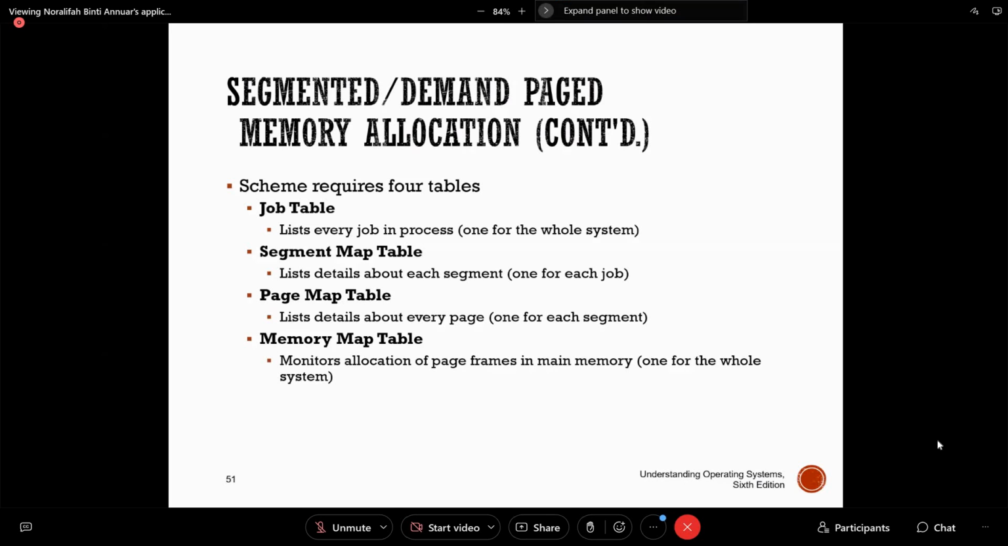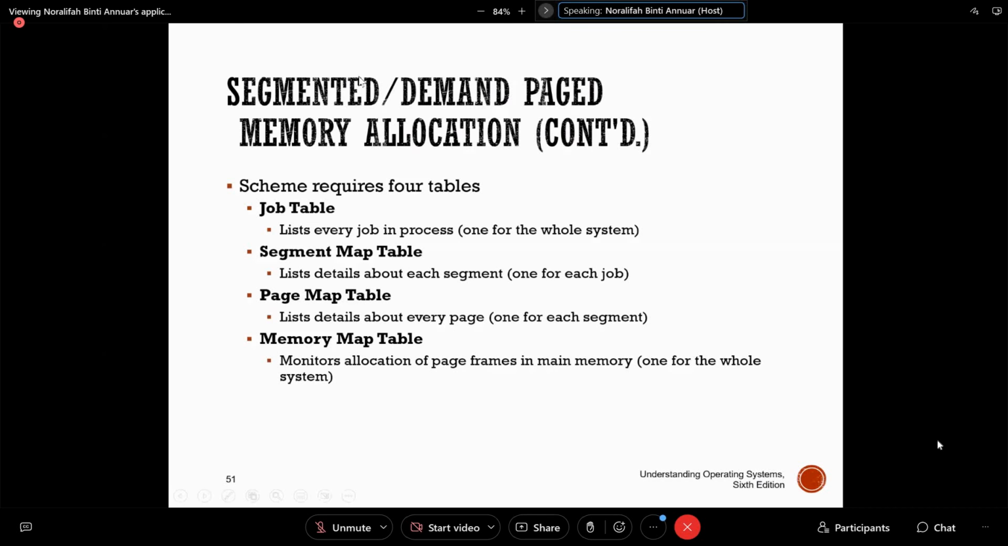Okay, sekarang dia kata segmented demand page. Now they combine these two algorithms, they combine into one, they create one algorithm. Okay, segmented demand page. So if you're using this scheme, so there's 4 tables needed. Job table, SMT dengan PMT. Sebab you dah gabungkan dua memory allocation. Page dengan segmented by demand.